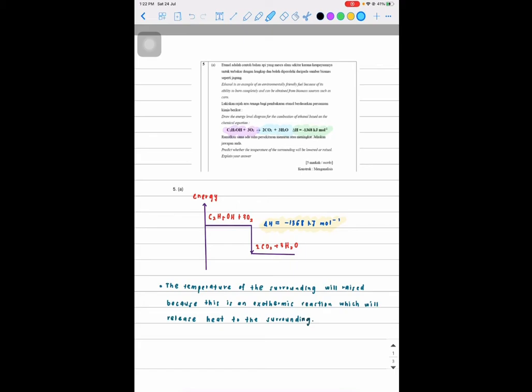Next, we need to predict whether the temperature of the surrounding will be lowered or raised, and we also need to explain the answer. So the answer is the temperature of the surrounding will rise because this is an exothermic reaction which will release heat to the surrounding.